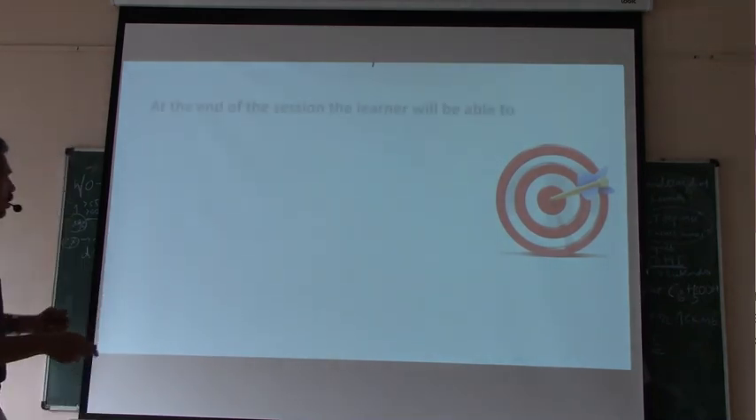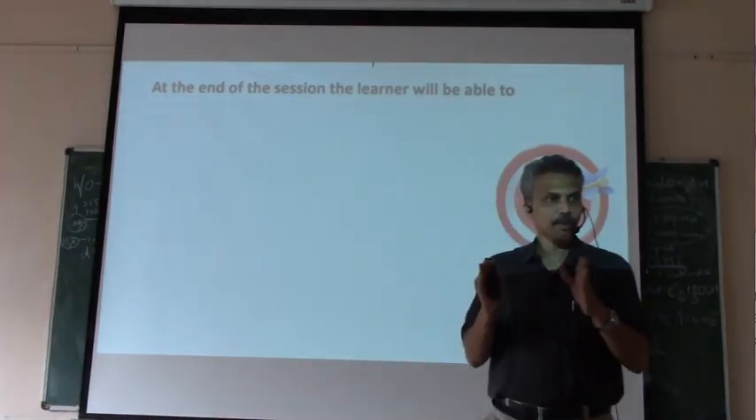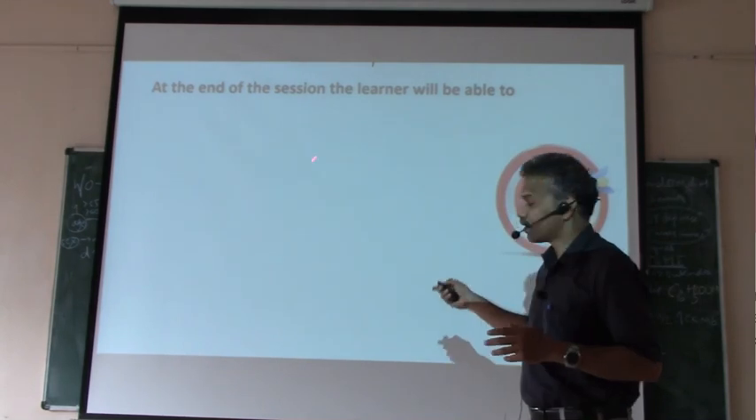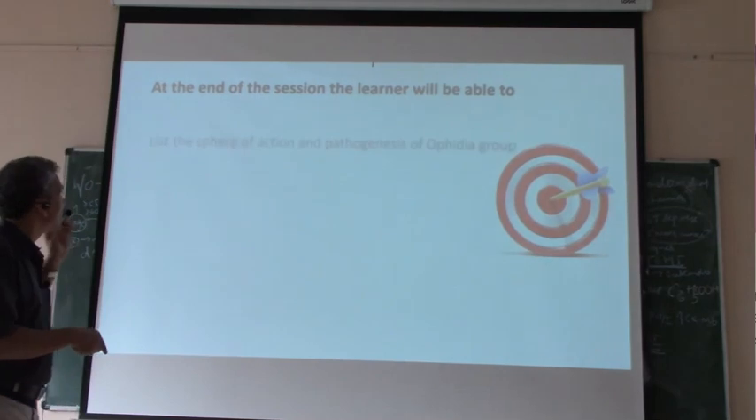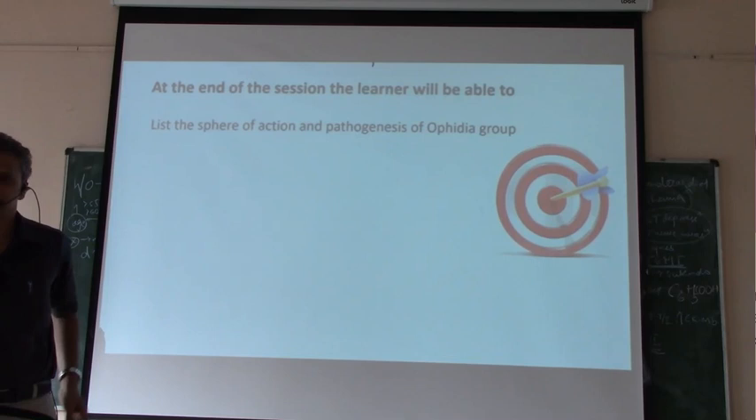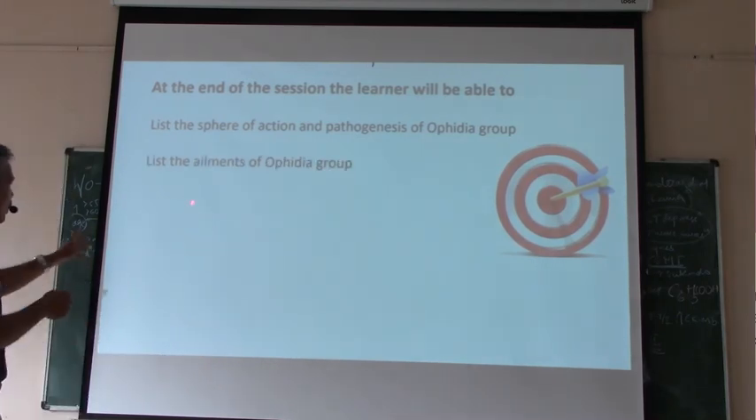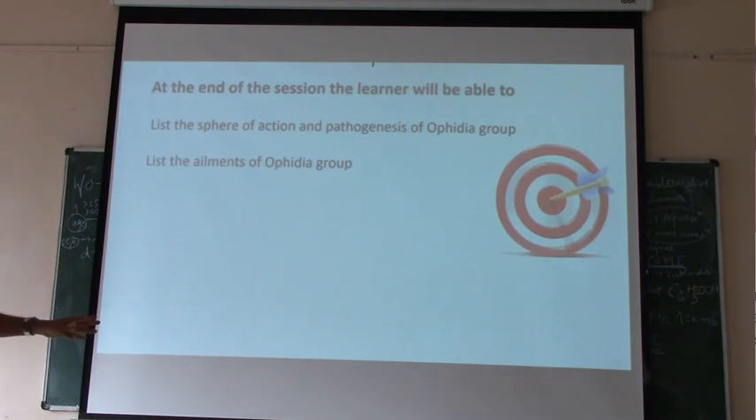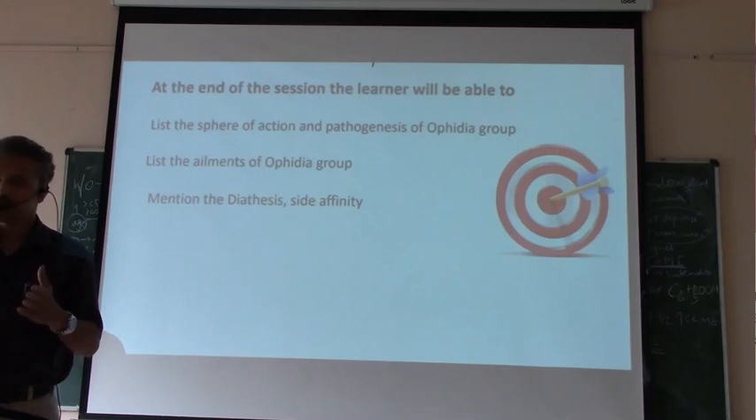Okay. So we will have a set of objectives so that the class will be focused. So at the end of the session, the PG scholar will be able to list the sphere of action and pathogenesis of Ophidia. Okay. So this is the first objective that I have planned for today's class, and we'll also look at the ailments of Ophidias. Okay, what are all the common ailments of Ophidias, and I'll also try to tell you the diathesis and the side affinity of Ophidia.